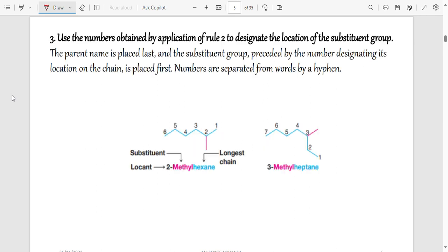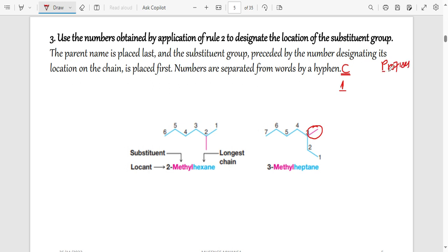And then use the numbers obtained by the application of the second rule to designate the location of any substituent. For example, this one is a substituent and it's at position number 2, right? And this substituent is at position number 3. Now, when you are naming substituents, first look at how many carbons there are. You need to know the prefixes. I'll write the carbons here and then the prefixes.